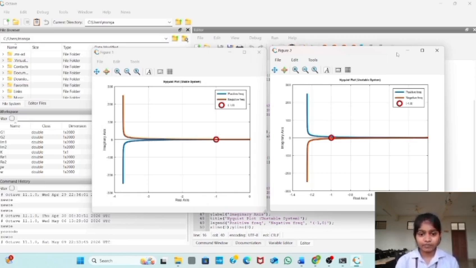In the unstable system plot, the Nyquist curve encircles the critical point. Hence, the system becomes unstable. The graph clearly shows the difference between stable and unstable systems using frequency domain analysis.